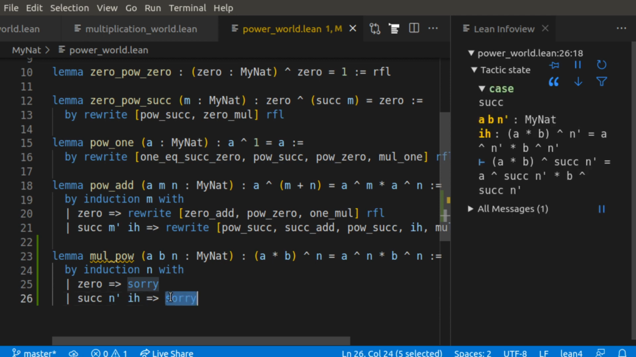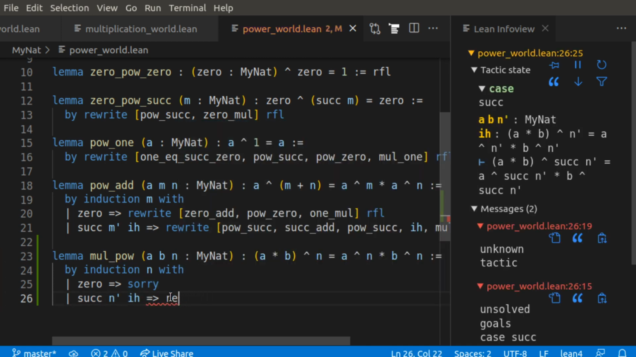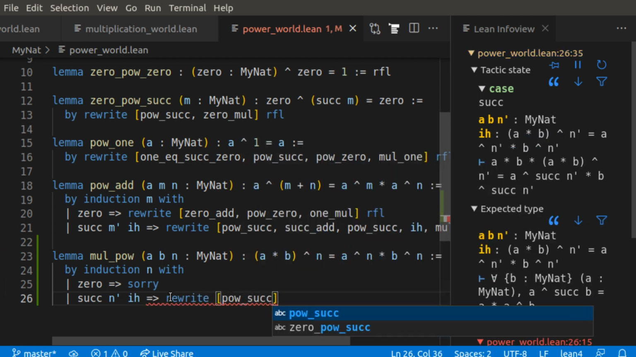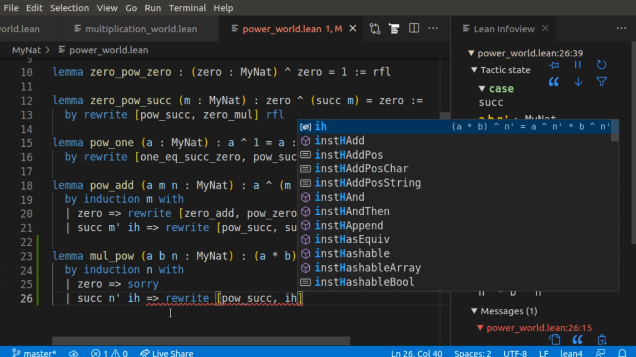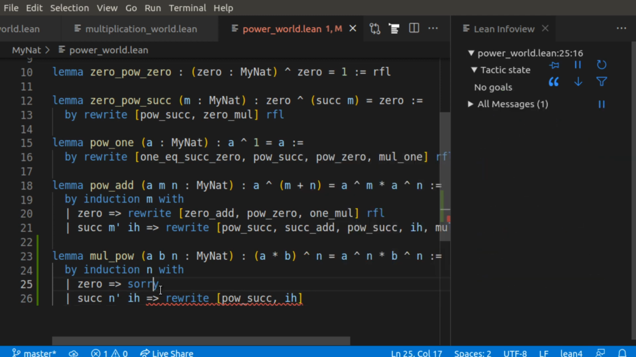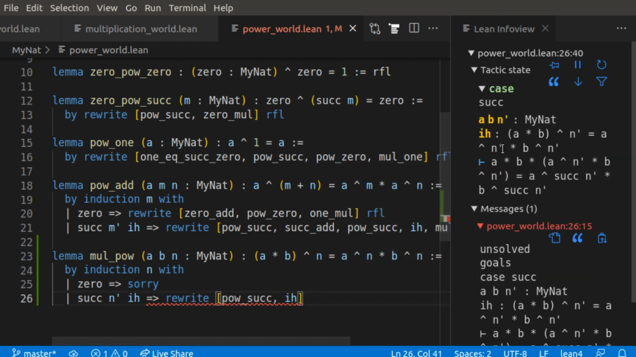Okay, let's start by rewriting this in terms of power successor. That seems like a pretty good first step. A times b times (a times b) to the n prime. Okay, now we can apply our inductive hypothesis already. Let's see where that gets us. Okay, now we have a times b times a to the n prime times b to the n prime.